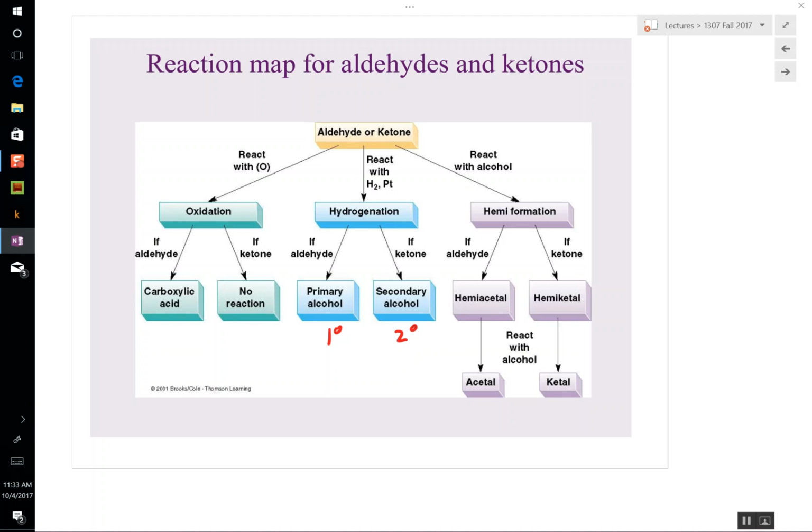And then what you could put in here is that if you took a primary alcohol and oxidized it, that would be one way to make an aldehyde. If you took a secondary alcohol and oxidized it, you would form a ketone. So that would come under the category of how can I prepare an aldehyde? How can I make a ketone? So there's a pretty good summary of reactions.